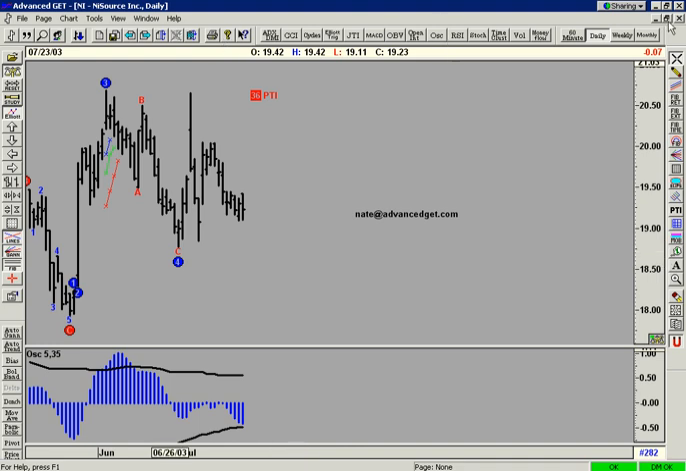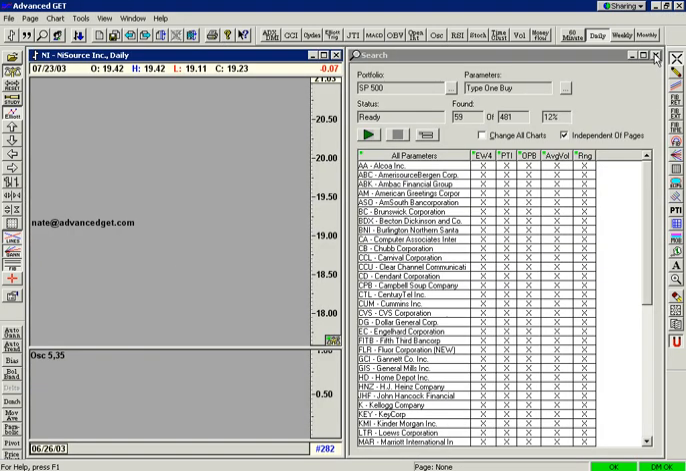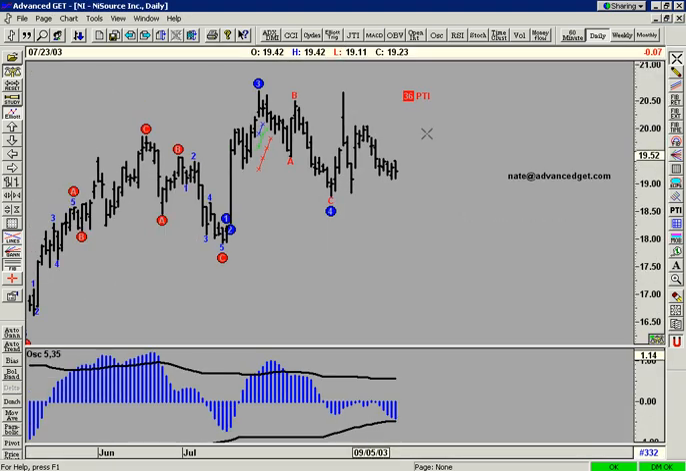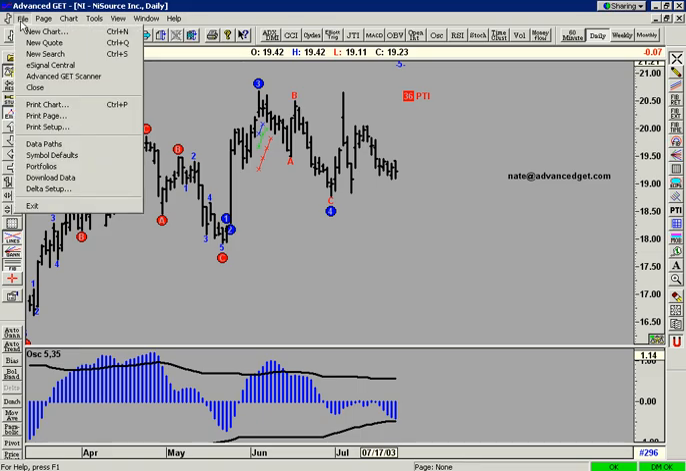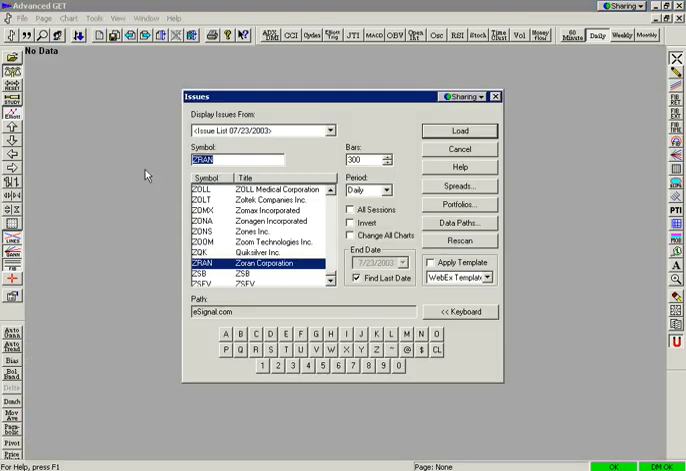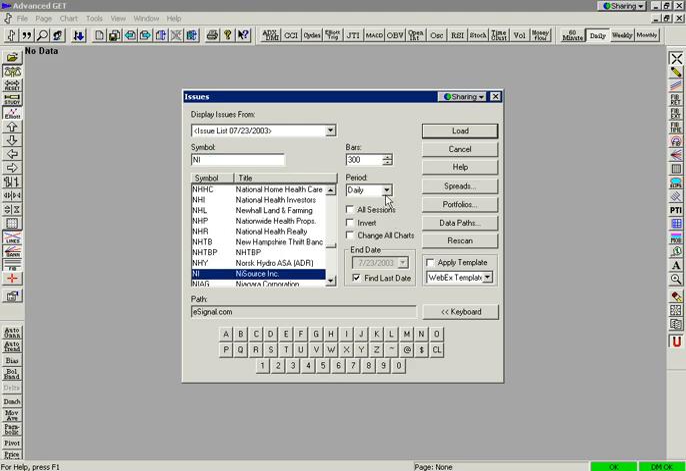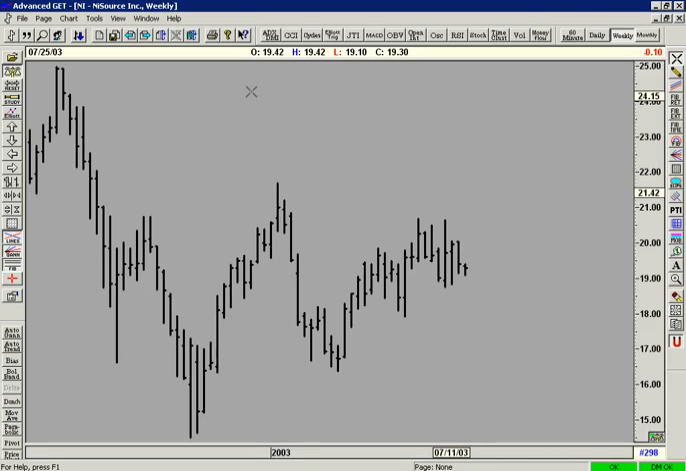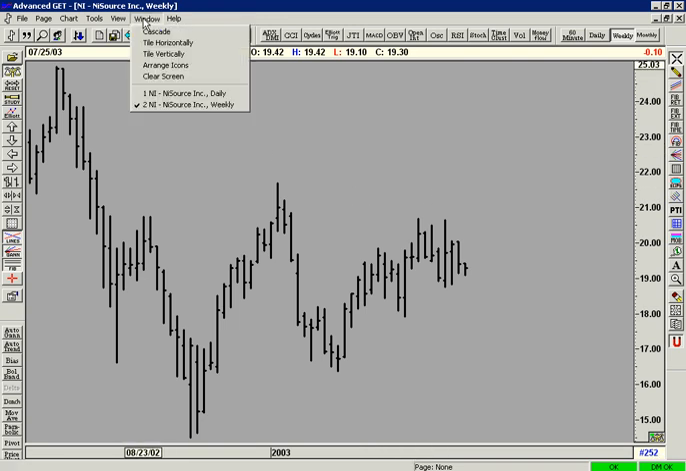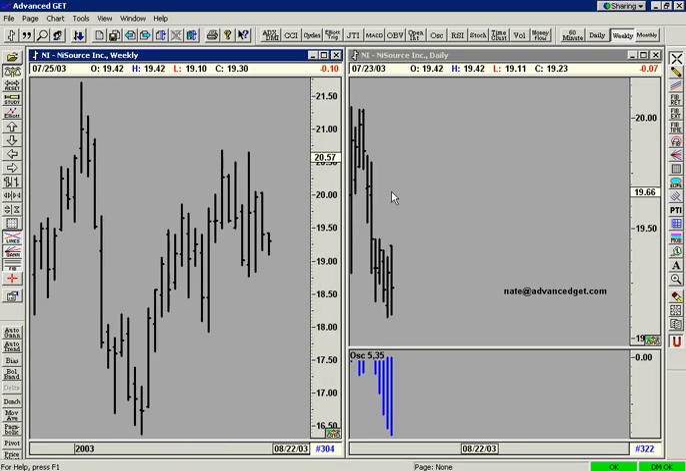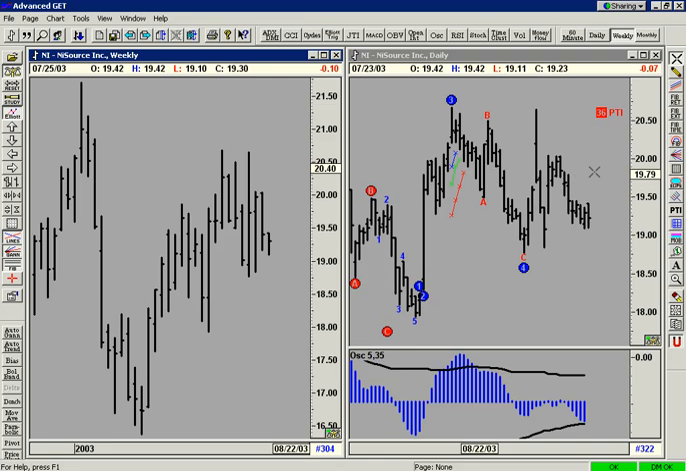Okay, let me go ahead, we've got a search window up there. Let me get rid of that. So here we're looking at NiSource daily. I'm going to go to File, New Chart, and go to NI. And there's NiSource, and I'll load up a weekly and hit load. So what I have is a weekly on top of a daily chart, but I can't see both of them at the same time. I just need to go to the Window menu and select Tile Vertically. And now I have the weekly on the left and the daily on the right.